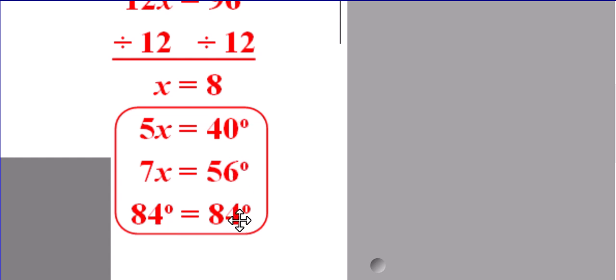And by the way, let's check. Will these three answers make sense? One way of finding out, add them together and see if you get 180. And it just so happens 40 plus 56 is 96. 96 plus 84 is 180 degrees. So yes, it checks out. Our three angle measures do add up to equal 180, which is good. They better do that for the angles of a triangle.